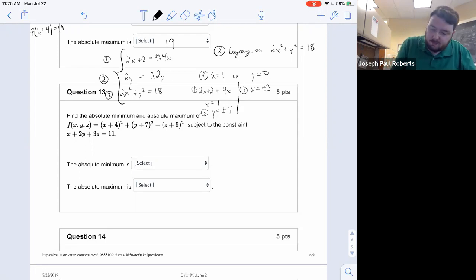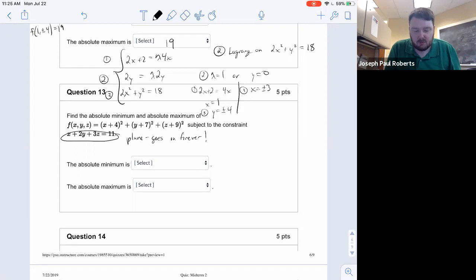because if you look at this constraint equation, that's a plane. It goes on forever. So for example, if x and y are both 1,000,000, then z could be about what? Negative 1,000,000, and have this all work out. But if x, y, and z are all about 1,000,000 or negative 1,000,000, x plus 4 squared is huge. Y plus 7 squared is huge. Z plus 9 squared is huge. We're adding 3 huge positive numbers together. So there is no maximum.